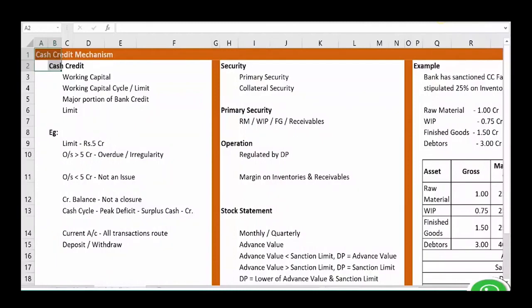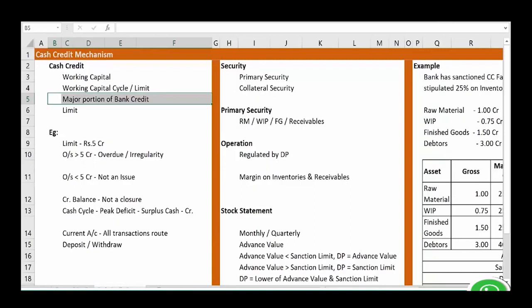In this session, let us talk about cash credit system. Cash credit is basically given for supporting working capital requirements of a borrower. It is assessed based on working capital cycle and generally sanctioned as a limit. It is this facility which accounts for a major proportion of bank's credit.